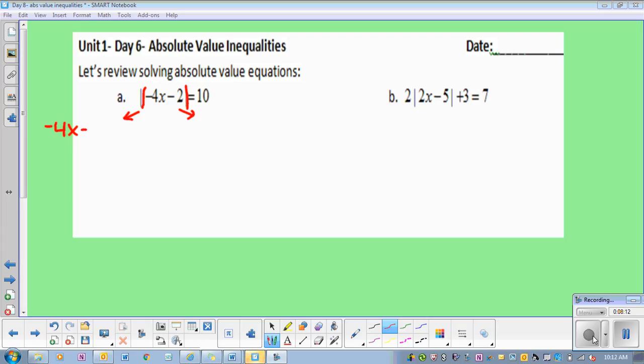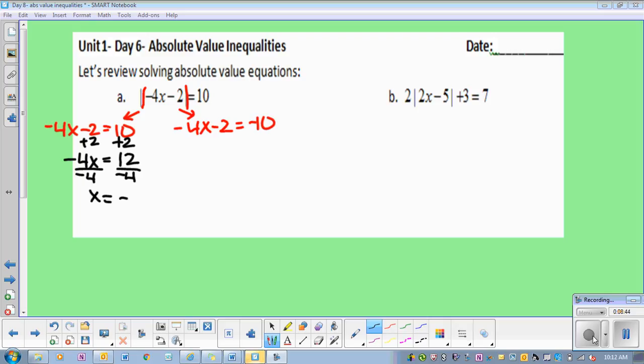So you get negative 4x minus 2 equals 10. And then you get negative 4x minus 2 equals negative 10. Super. And then let's solve this. Got to add the 2 first. So you get negative 4x equals 12. Now what? Divide. Good. Divide by negative 4. And you get x equals? Okay, negative 3. All right, so we have x equals negative 3.